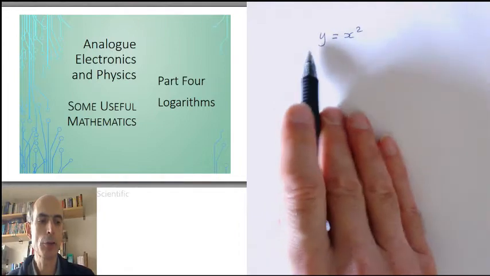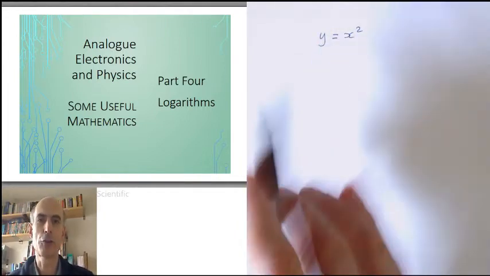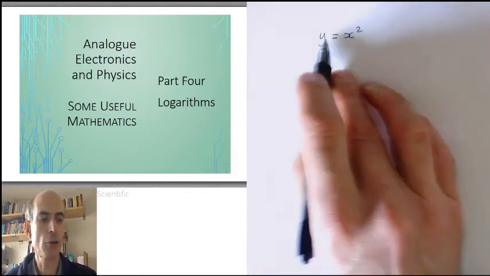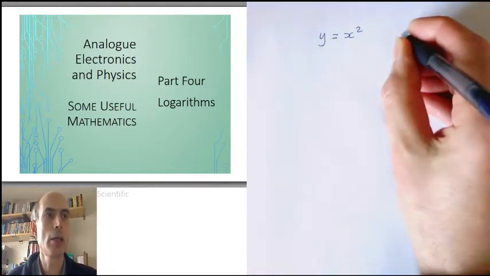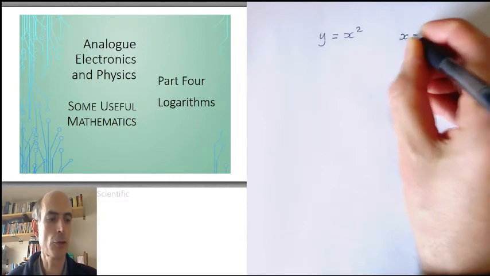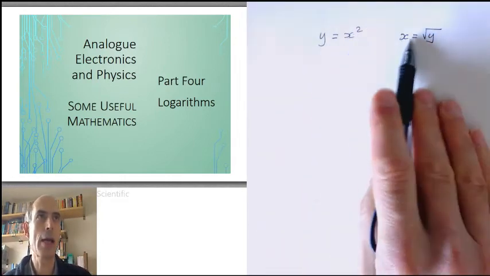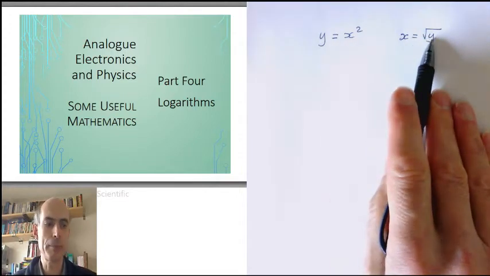How do I get from y back to x? That requires a different function. And in the case of x squared, the inverse function is the square root. If y equals x squared, then x equals the square root of y.